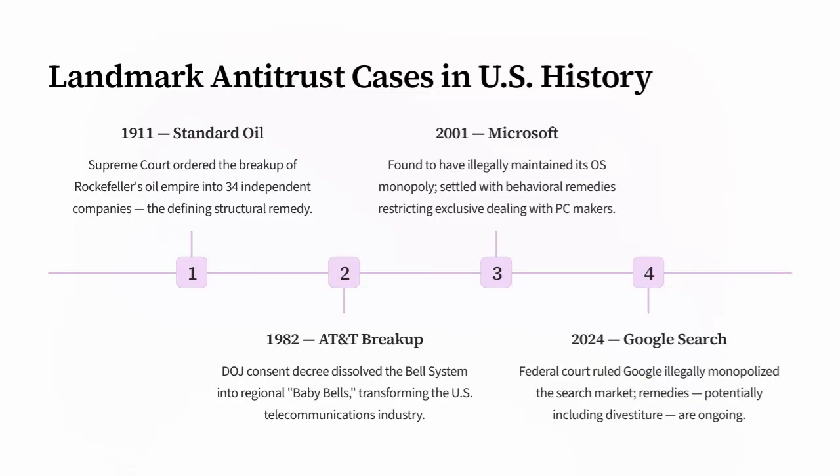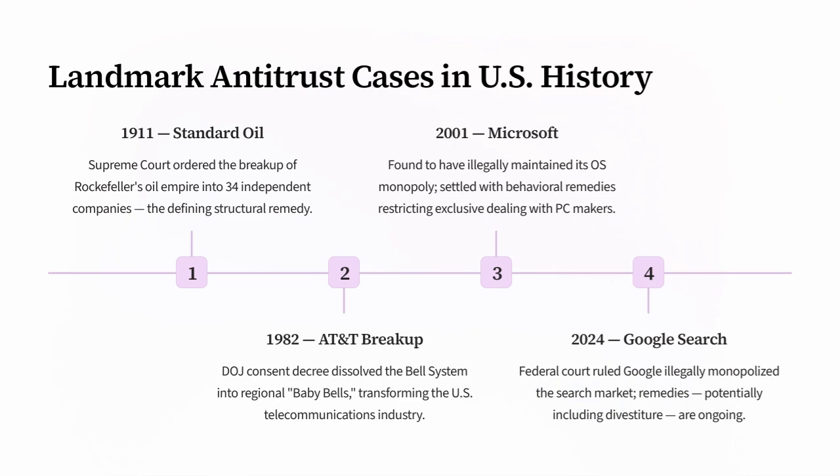These 4 cases show how U.S. antitrust enforcement has evolved over time. In 1911, the Supreme Court broke Standard Oil into 34 companies, establishing a defining structural remedy. In 1982, the AT&T breakup transformed telecommunications by creating the regional Baby Bells. In 2001, Microsoft was found to have illegally maintained its operating system monopoly, but the settlement focused on behavioral restrictions rather than a breakup. Most recently, in 2024, a federal court found Google illegally monopolized search, with remedies still underway and potentially including divestiture.